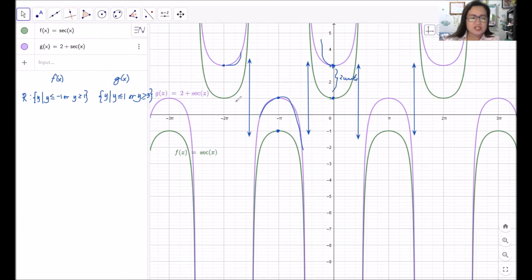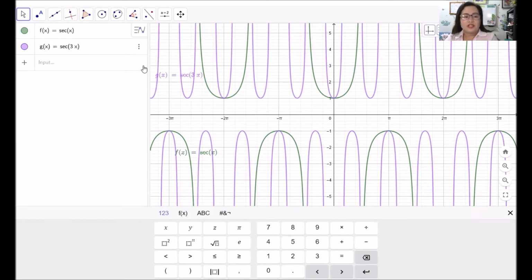So in other words, the change in B will tell us whether there is a vertical shift upward or downward. Okay, so if the value is positive, then there is a movement upward, while if the value of B is negative, there is a movement downward. Okay, now what if there is a change in the value of C?